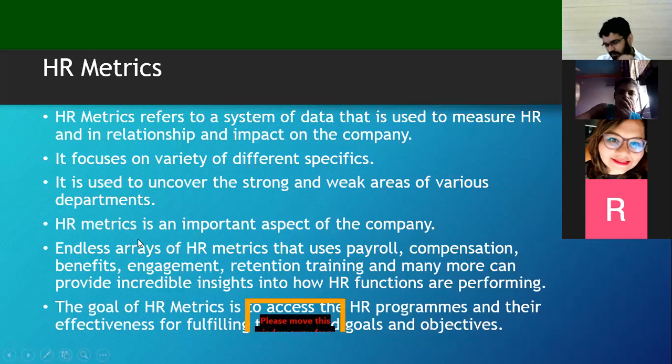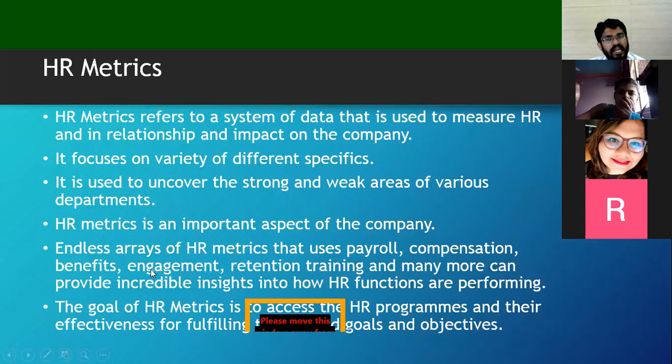Next, HR metrics are an important aspect of the company because nowadays you talk about data-based decision making, right? Decision making which is supported by data rather than just your intuitions. So HR metrics provide a platform to make informed decisions, because once you have the metrics in front of you, it becomes very easy for you to take decisions. So it has become an important aspect of the company.